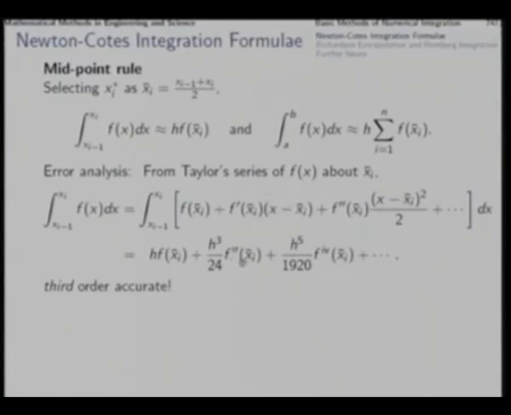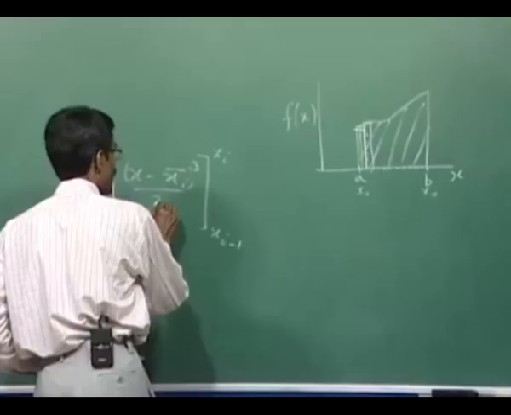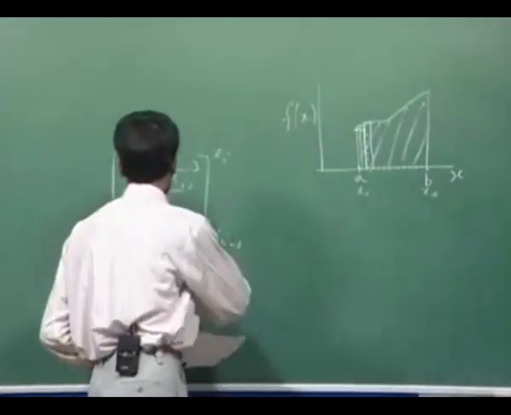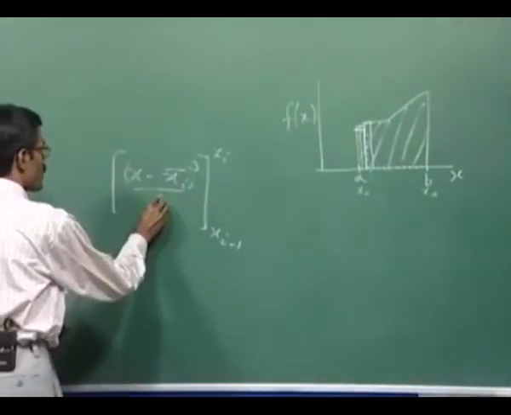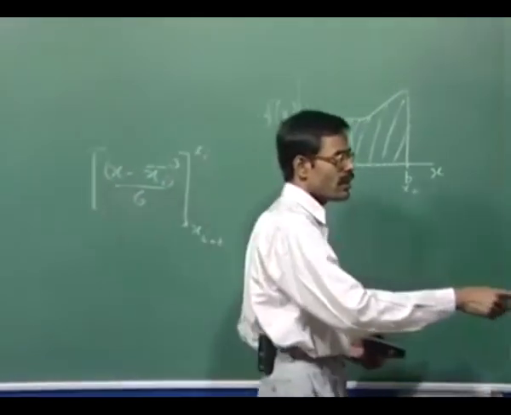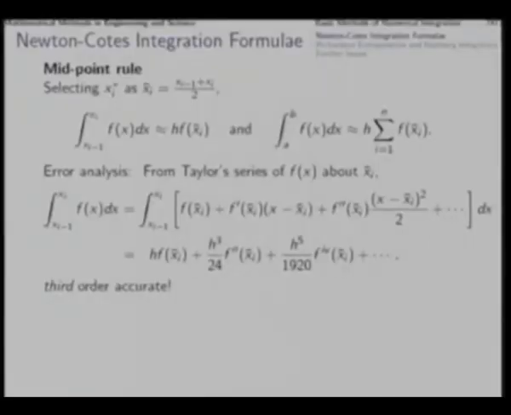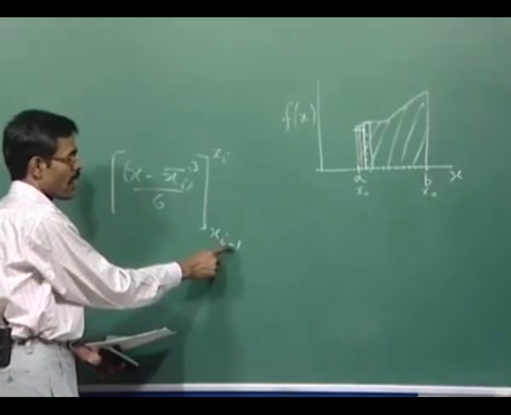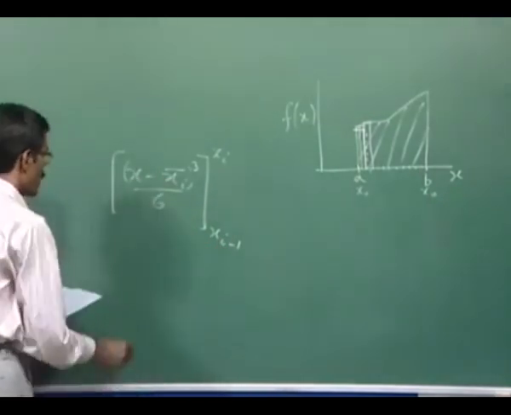The leading term in the integral after this will be this one, and this one is a square, so its integral will be cube by 3. Already there is a 2 sitting here, so we will get it as 6, and outside we will have this f double prime. Then when we evaluate this at x i, we will find this is h by 2. When we evaluate it at i minus 1, we will find it minus h by 2.